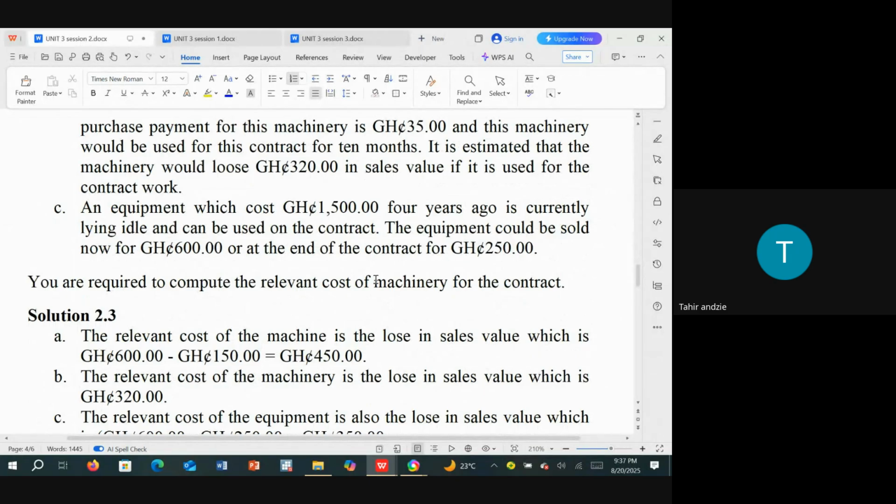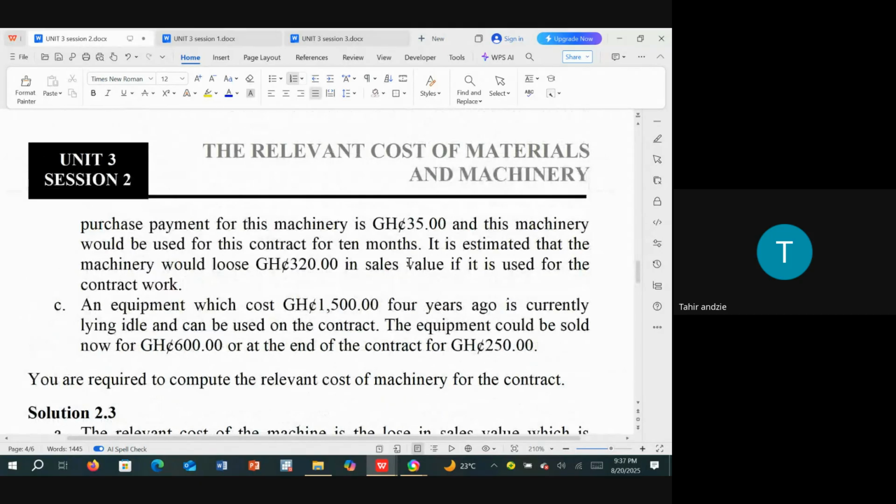Machinery C, what will be the relevant cost? Machine C, the question says that this equipment cost 1,500 four years ago, and currently it is lying idle and it can be used on this contract. That equipment can be sold now for 600 or at the end of the contract for 250. So what is the relevant cost of this equipment to the contract?